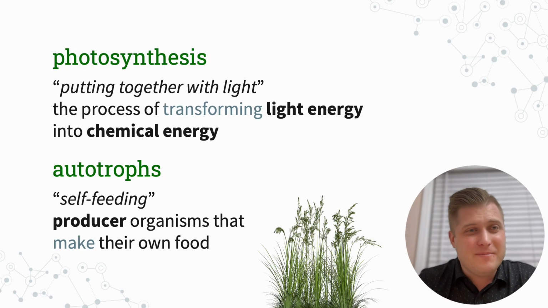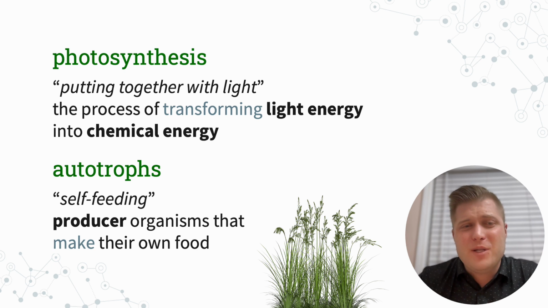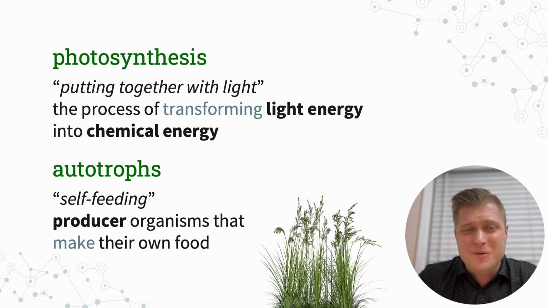Defining photosynthesis is putting together with light. Photo means light, synthesis means to stitch together. So this process of transforming light energy into chemical energy is our photosynthesis. Since plants and other organisms can do photosynthesis, we call them autotrophs. They are self-feeding. They are the producer organisms that make their own food and thereby food for the rest of us, the plants, the animals, and anything that needs to eat those plants. So photosynthesis, plants are autotrophs.